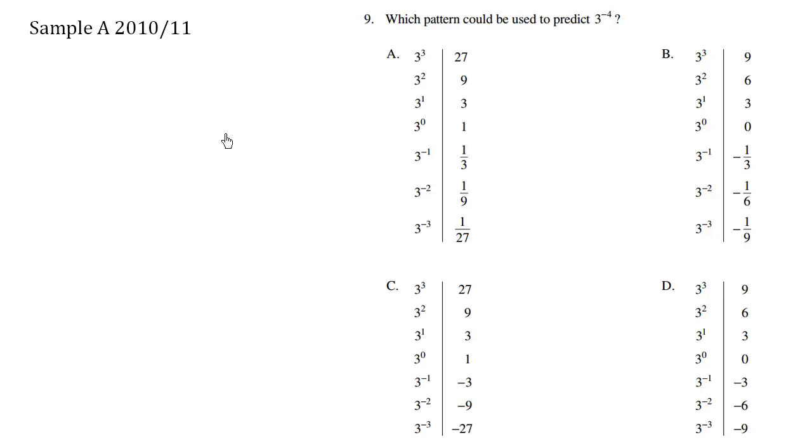Which pattern could be used to predict 3 to the exponent negative 4? So we have these choices here, and we know that 3 to the exponent negative 4 is going to be the same thing as 1 over 3 to the 4.